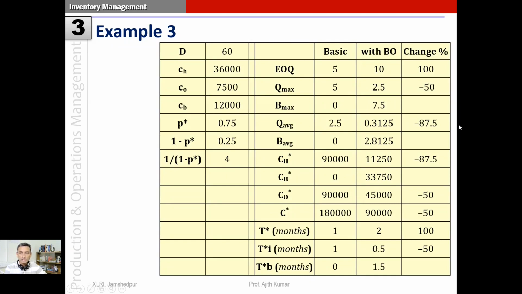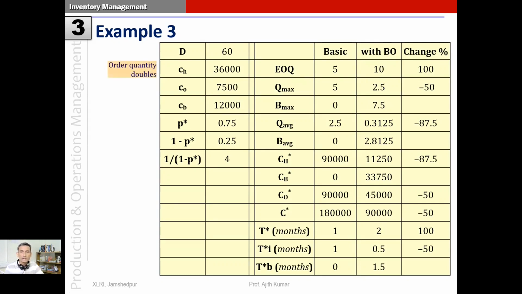Okay, now these results emerge, and as before, the first column has the inventory measures, output measures. The second column has the outputs connected to the basic EOQ model, which is currently being followed by Mehta Electronics. And if Mehta Electronics were to follow the back ordering model, what would they get? That is given in this column. And the change percentage is given here in the last column.